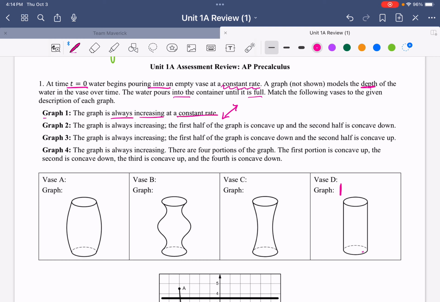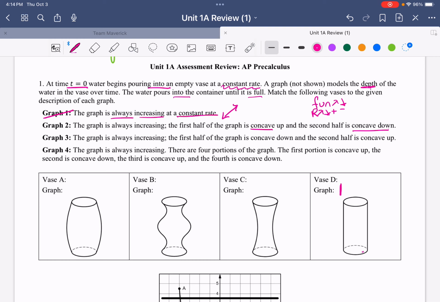Okay, so got that. Then it says the graph is always increasing. The first half of the graph is concave up, and the second half is concave down. So let's talk about our fun chart here. Here's my fun chart: the rate. If the function is concave up, the rate is increasing. If the function is concave down, the rate is decreasing.